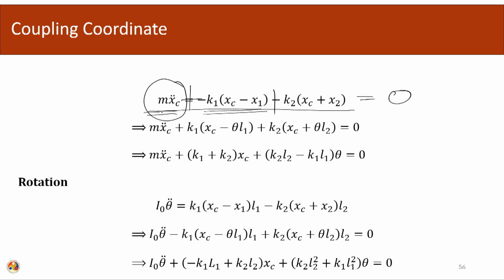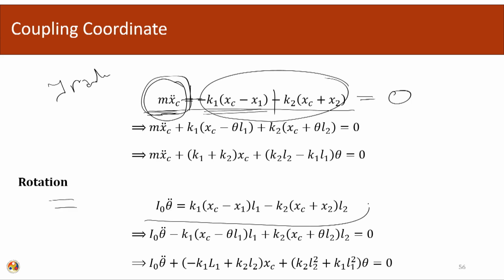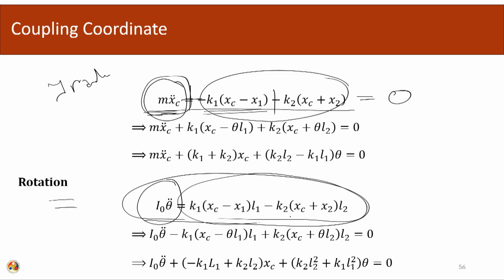The resistance of the system is given by the inertial component and the two stiffness components. This is due to the translation of the system. Similarly, for the rotation of the system, the resistance is given by the rotational mass of the system as well as the rotation occurring in the two springs. So, this is the equation of motion for the system.